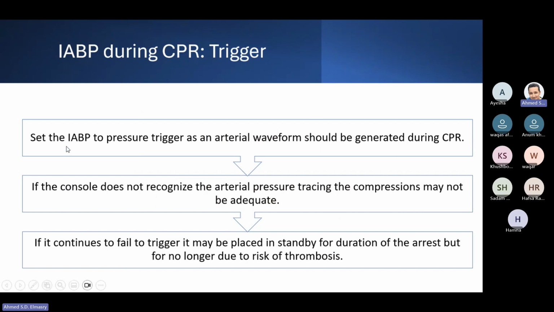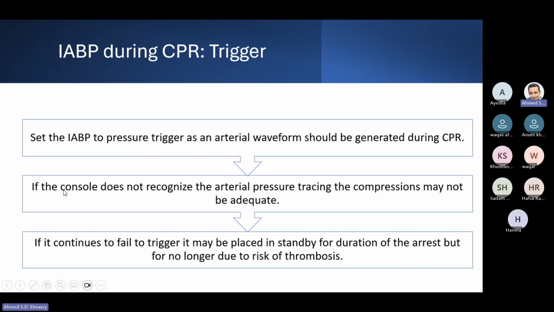If your intra-aortic balloon is in the auto mode, you have to convert to the semi-auto mode and change the trigger to the pressure trigger. And when you do the CPR, this will make a pressure waveform inside the aorta. Once you change the trigger to the pressure trigger, the intra-aortic balloon will follow the arterial pressure waveform and start inflation and deflation according to the arterial waveform.